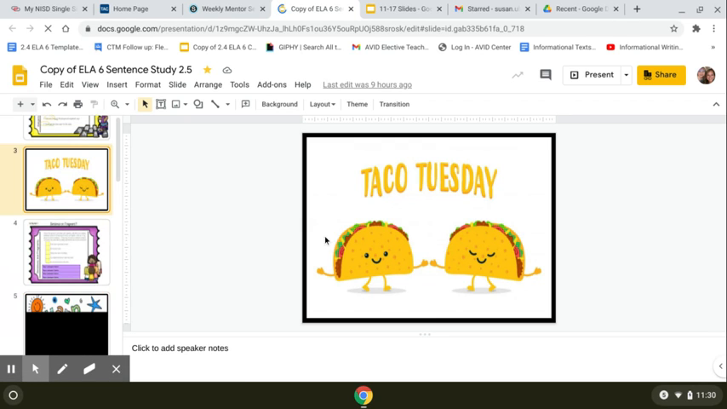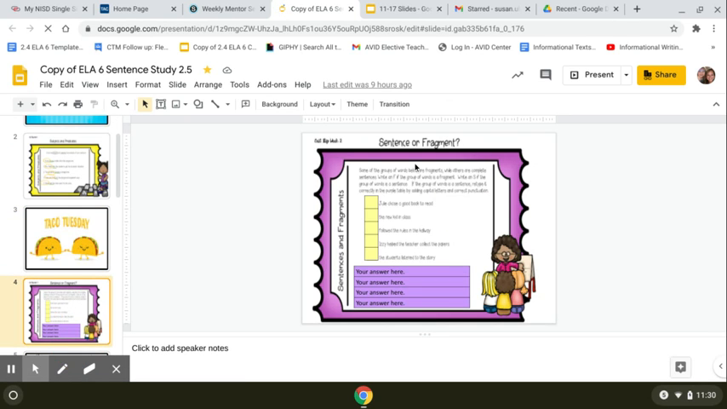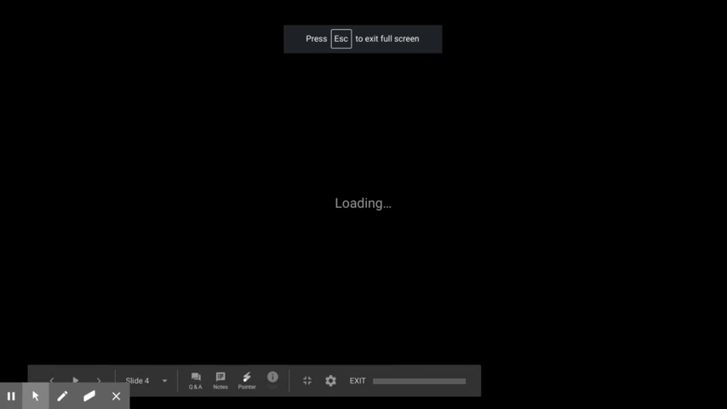Sentences and fragments. I don't know about you, but when I think of the word fragment, I think of pieces. Like if glass shatters on the floor, there's pieces. There's fragments of glass. Have you ever heard of that? So kind of think about that when you're reading these groups of words.